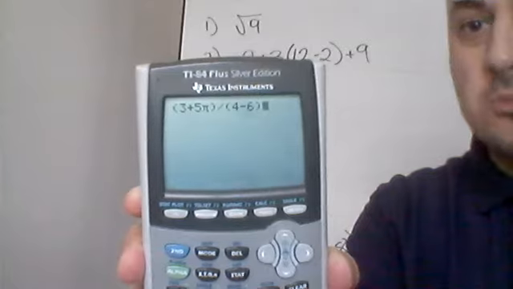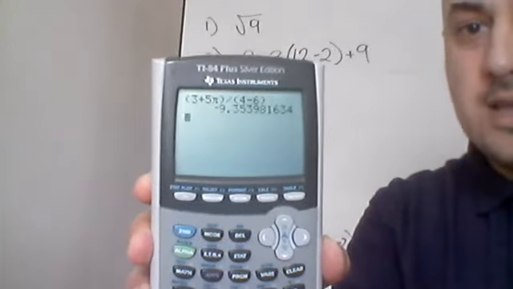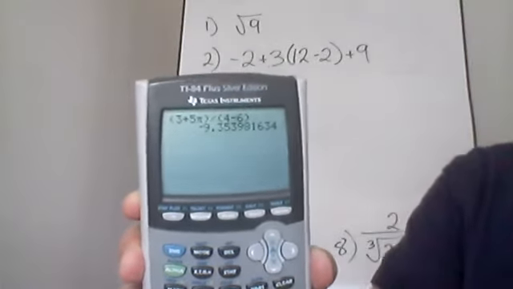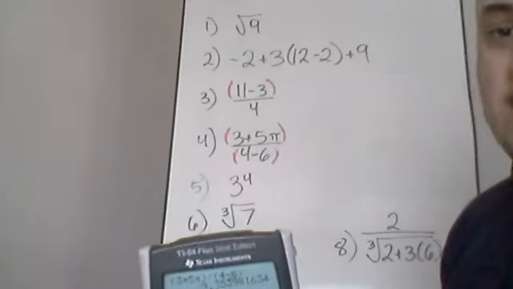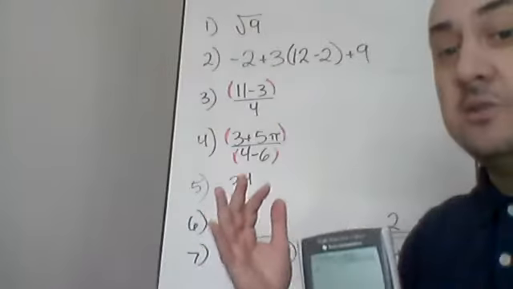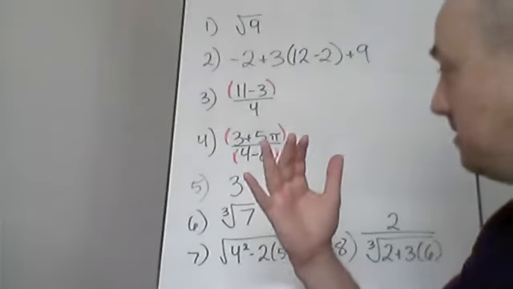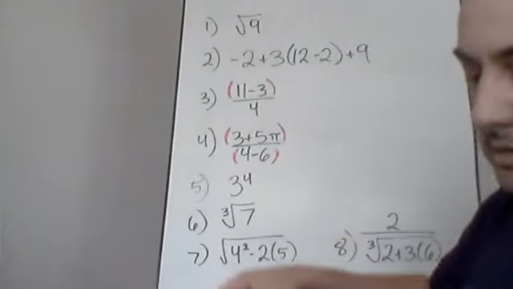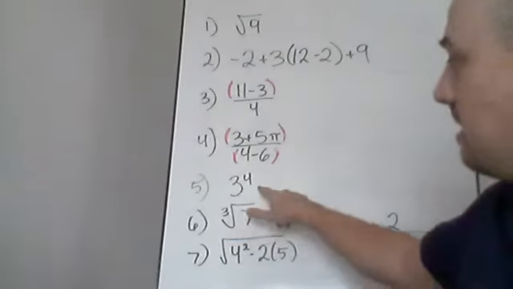And so my numerator's in parentheses, my denominator's in parentheses. I hit enter, and I get whatever answer I get for that calculation. All right, so again, with fractions, if you have addition or subtraction in your fraction, you need to put it all in parentheses.